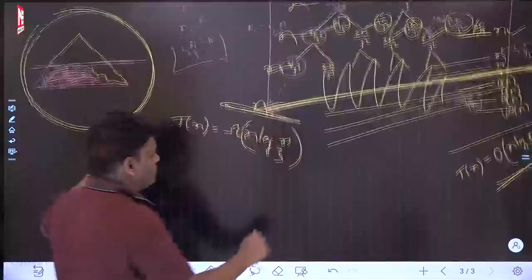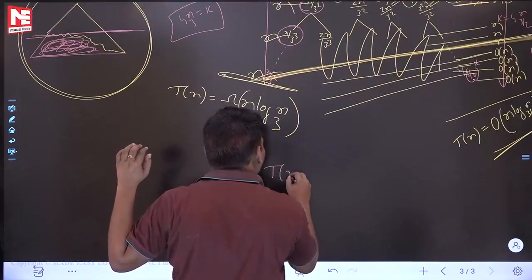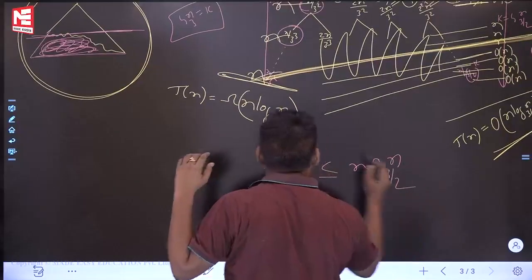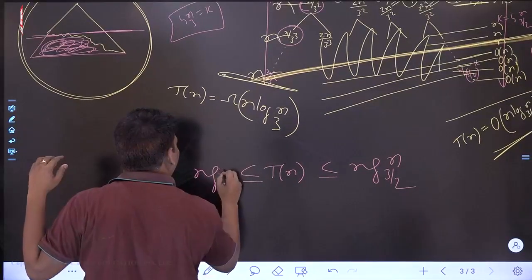Now can you say the final answer? What is the answer? Tn is the middle person. Comparing this, n log n base 3 by 2 is bigger. Comparing this, n log n base 3 is smaller.